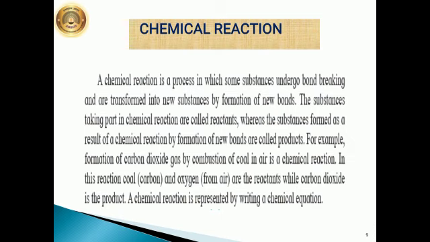The substances which are taking part in the chemical reaction are called reactants, which are written at the left hand side of the reaction. Whereas the substances formed as a result of the chemical reaction by formation of new bonds are called products, which are written at the right side. For example, formation of carbon dioxide gas by combustion of coal in air is a chemical reaction. In this reaction, coal, that is carbon, and oxygen from air are the reactants, while carbon dioxide is the product.